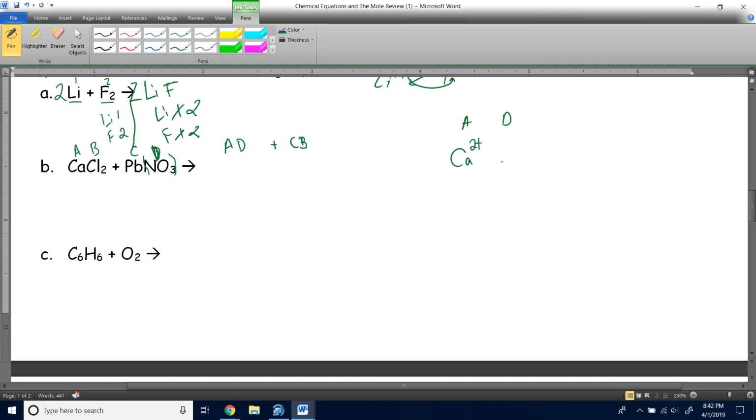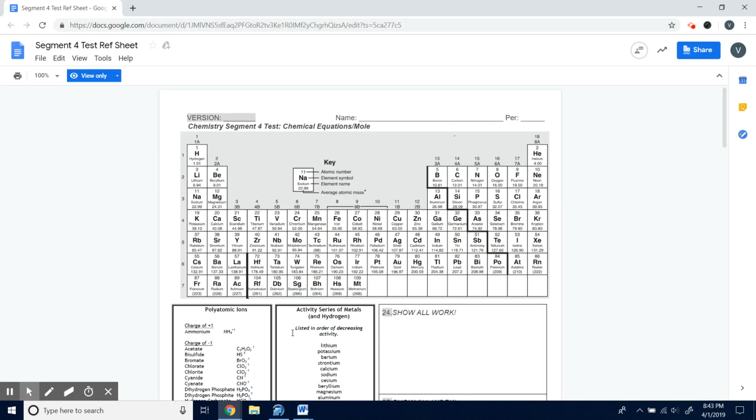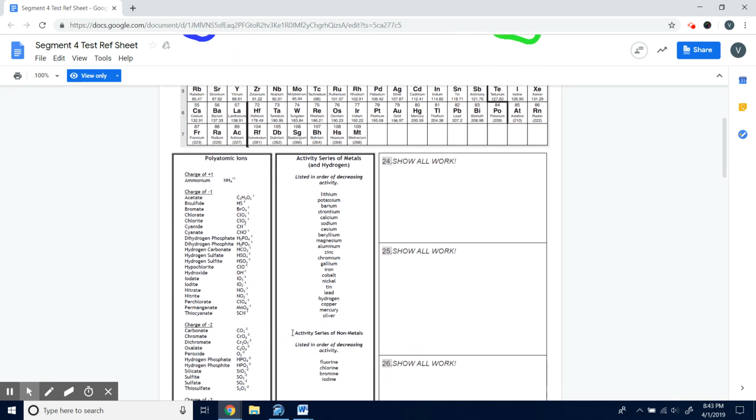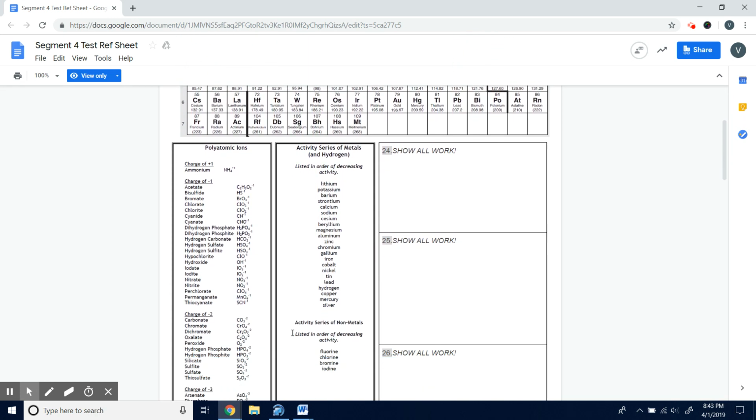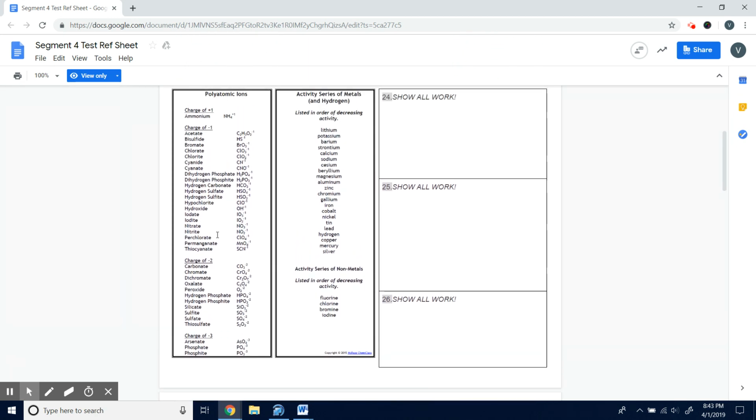Don't believe me. Ca2 plus. Now look at NO3. Okay, NO3 is a polyatomic ion. Do not be afraid, guys. Go back to your reference sheet, and you will see. I'm sorry, guys. I'm just learning things as we go. NO3 is right here. And its charge is a -1.